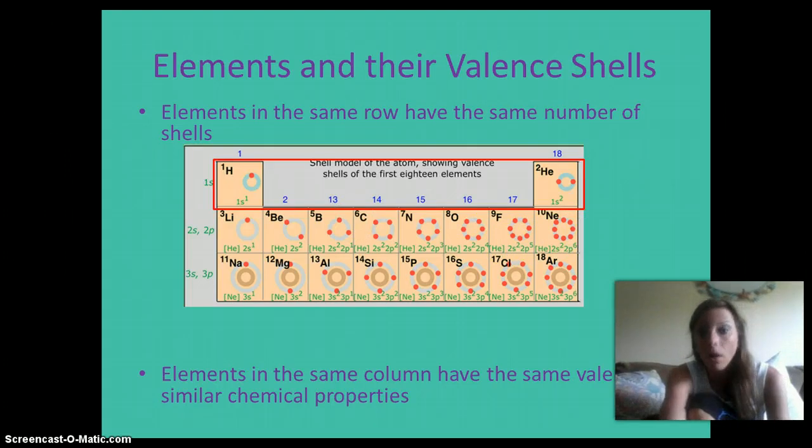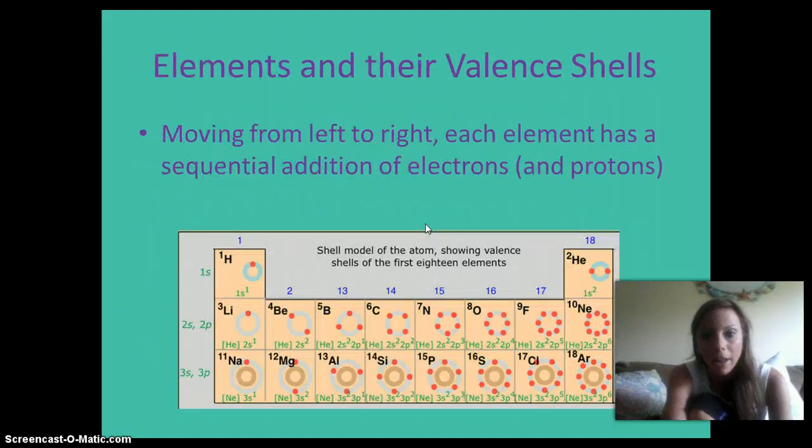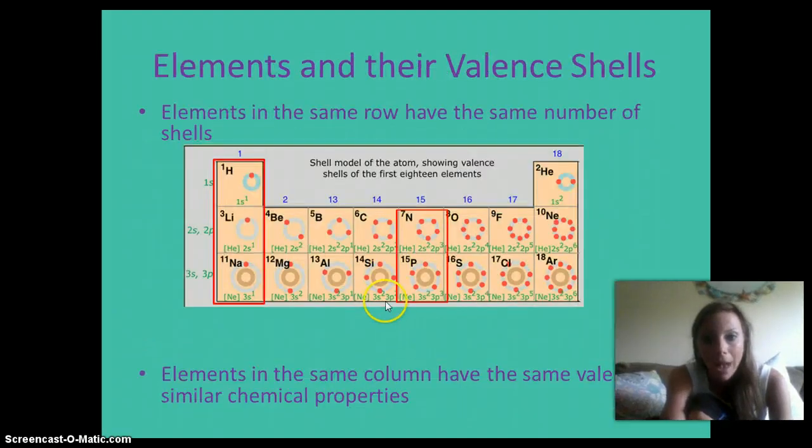Elements in the same column are going to have the same valence and the same chemical properties. So you can see here, hydrogen, lithium, and sodium all have 1 electron in their outermost shell, or their valence shell. And you can see too, nitrogen and phosphorus also have the same number of electrons. They have 1, 2, 3, 4, 5.